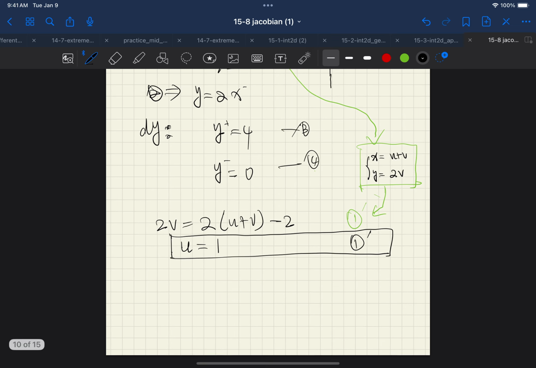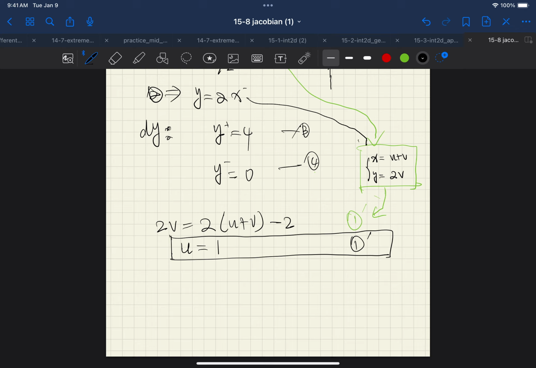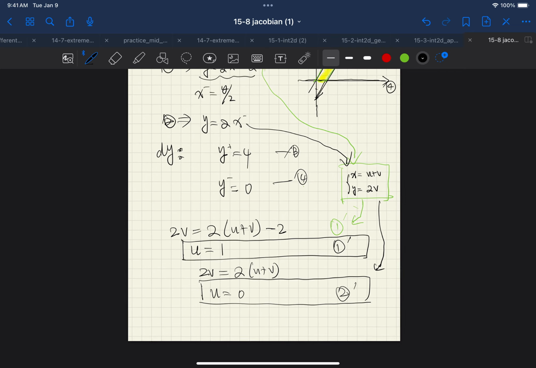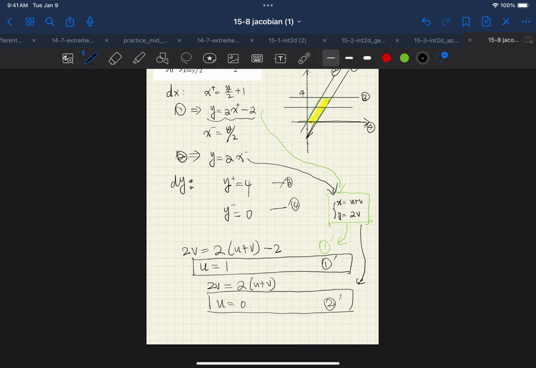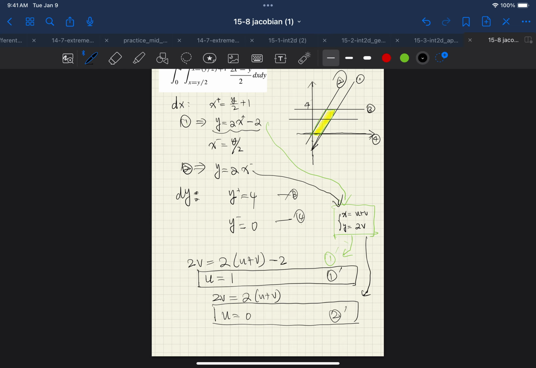Number 2. Another line going through the machine after transformation, it becomes y equals 2x. Y means 2v, x means u plus v. So after calculation, 2v is cancelled, so u equals 0. This is line 2 after transformation. Maybe I need a little bit more space. I need to resize.